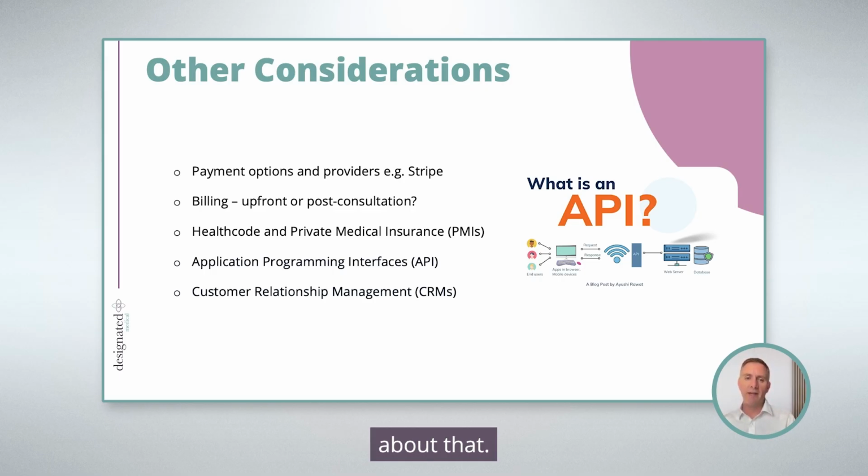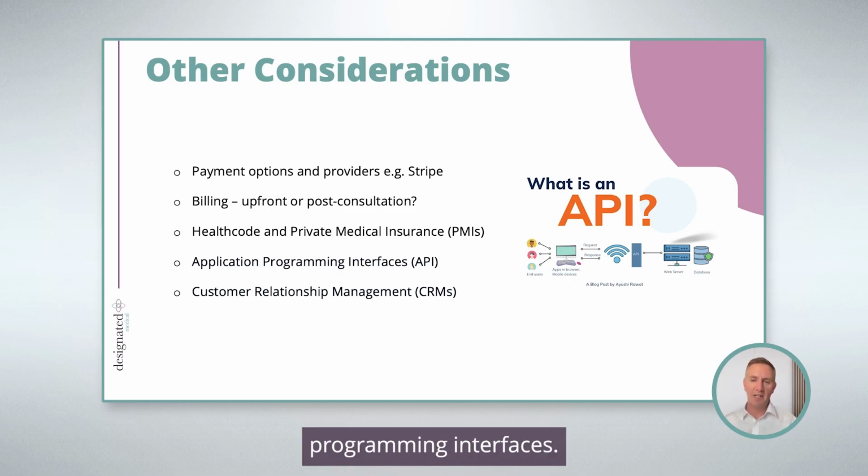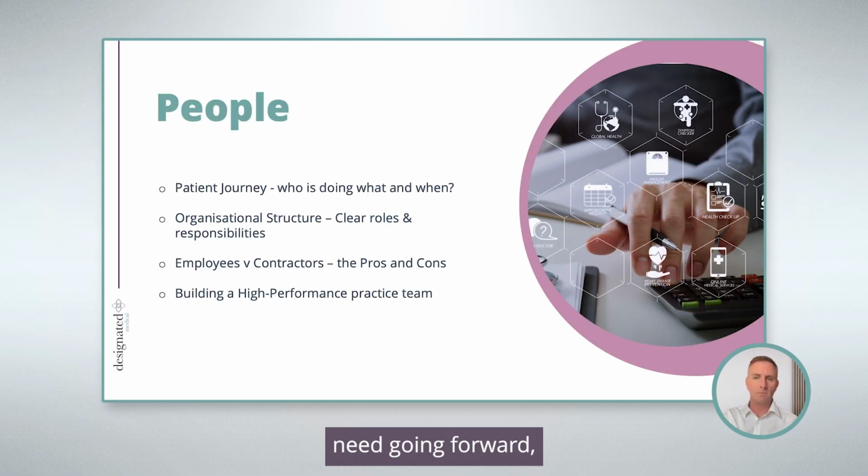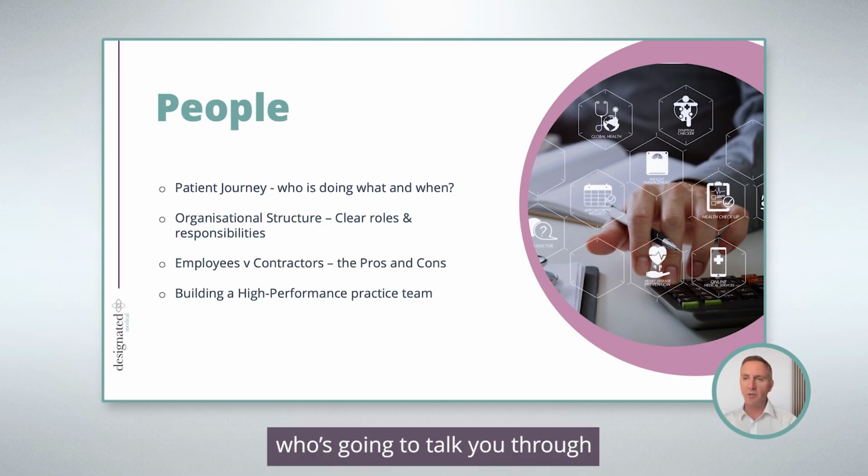APIs, you'll hear a lot about application programming interfaces. I'm non-technical, but typically what it means is, does your technology speak to other technology in an easy way? And many of the good new systems out there are fantastic when it comes to APIs, integrating with Stripe, Xero, MailChimp, HubSpot, all of the technology that you're going to need going forward. So that's enough from me on processes and technology. I'm now going to hand over to Jane, who's going to talk you through people and the finances.